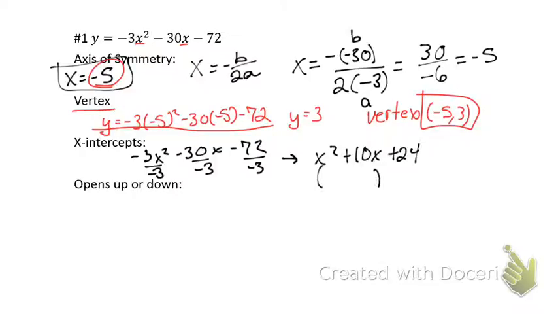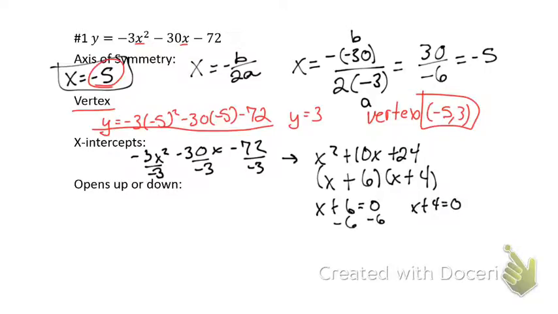Now that's a pretty easy equation to factor. x squared breaks up into x times x. For 24, the correct factors would be 6 and 4, at which point we set each factor equal to 0 and solve for x. So x plus 6 equals 0, and x plus 4 equals 0. Subtract 6 on the one on the left, we get x equals negative 6. The one on the right, we subtract 4 on each side, we get x equals negative 4.